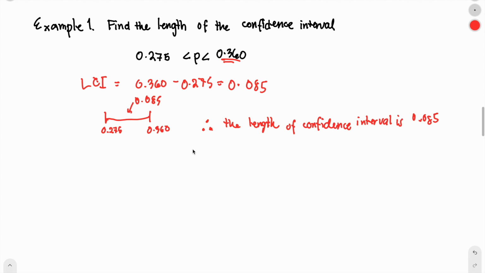Now, what if you are given a problem that the upper and lower central limits are not given? What if the problem doesn't have the upper central limit and lower central limit? How can you solve for the length of confidence interval?